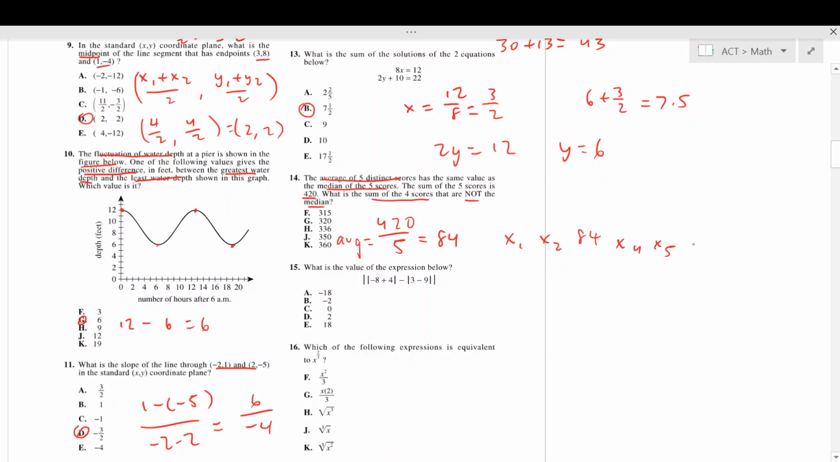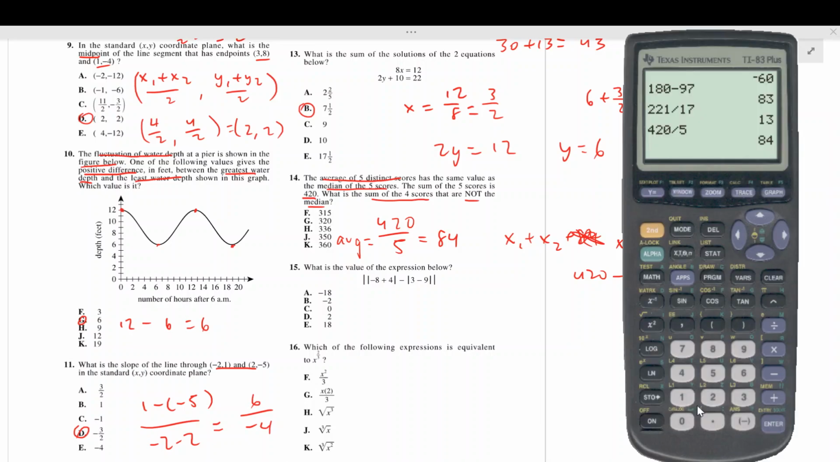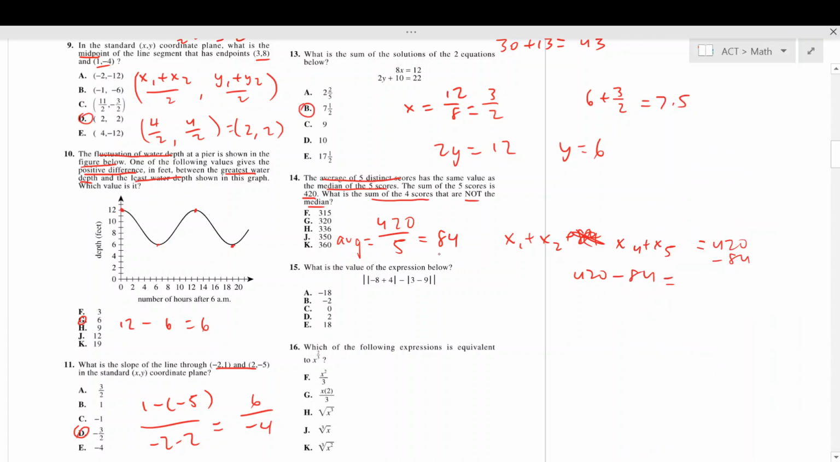So we know that the total sum is 420, right? So then the sum of the other 4 scores must be 420 minus the 84, because if we subtract the 84 from both sides, then that gives us the sum of the 4 other numbers. So 420 minus 84, and that gives us 336.